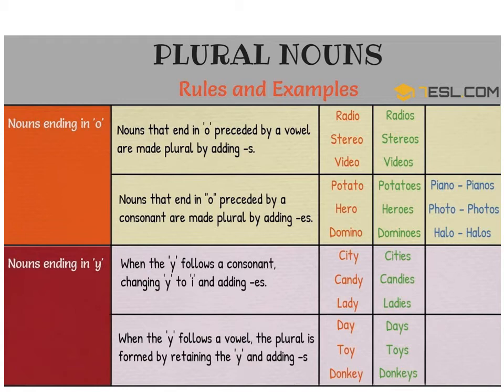Now let's go to the bottom part. When the Y follows a vowel, the plural is formed by retaining the Y and adding S. Retaining means we don't delete it or substitute it. Example, day, we have days. Why? Because before that Y in day, we have A. And A is an example of a vowel like A, E, I, O, U. So we just have to put the S, days. The next one is toy, toys, donkey, donkeys.